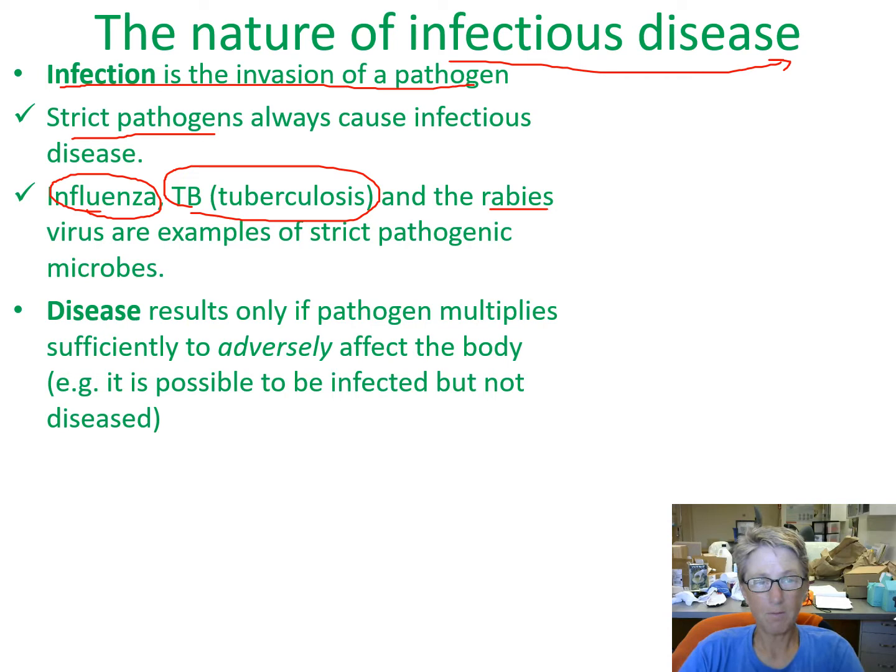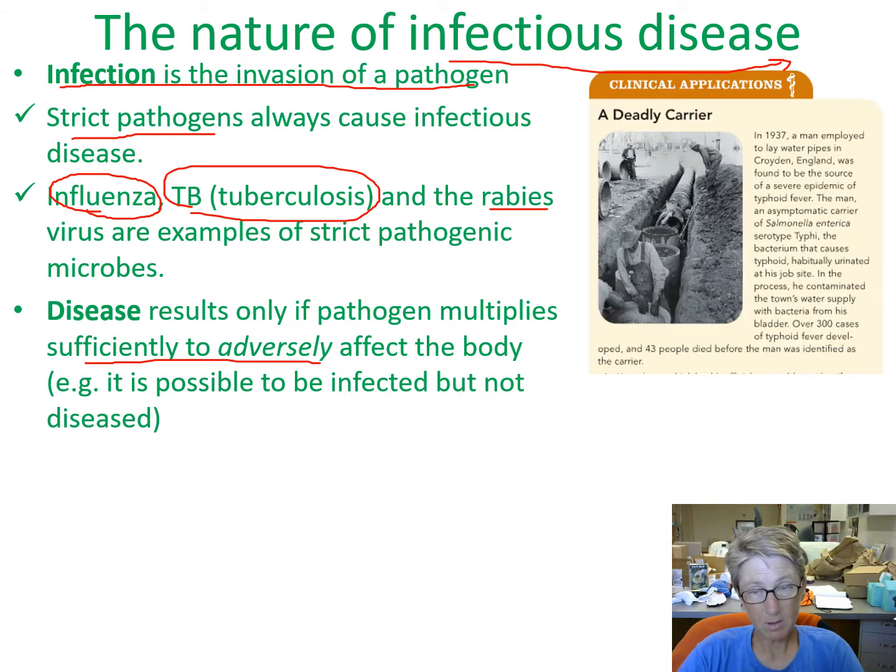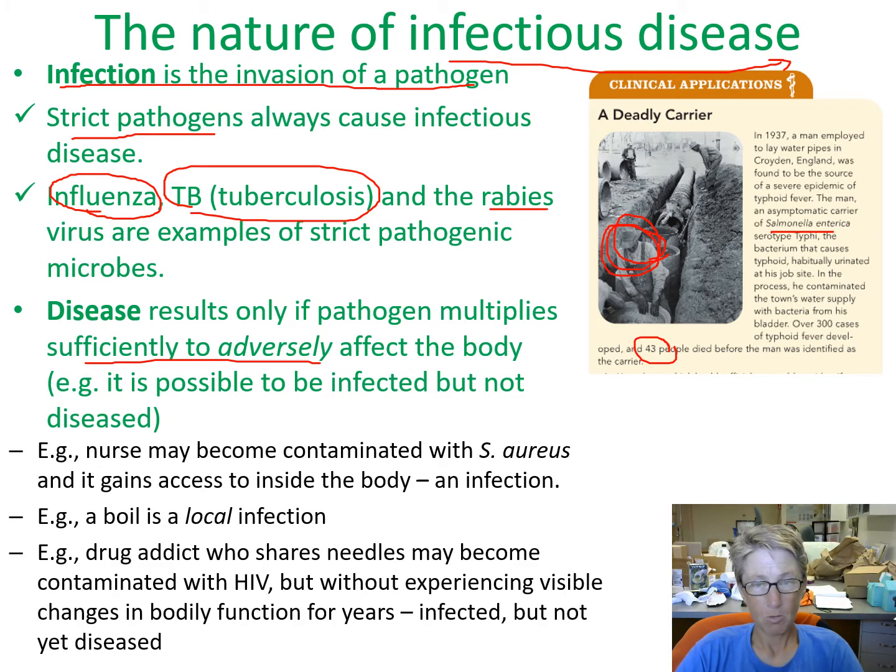So like I said, you could be infected with a pathogen, so it's invaded your body. If the pathogen multiplies sufficiently to adversely affect your body, then you have the disease. But it is possible to be infected and not have the disease. Like this guy, the guy who urinated in the water pipes in England, and he was infected with Salmonella enterica, caused 43 people to die. So think about that next time you go to the bathroom wherever you want to.